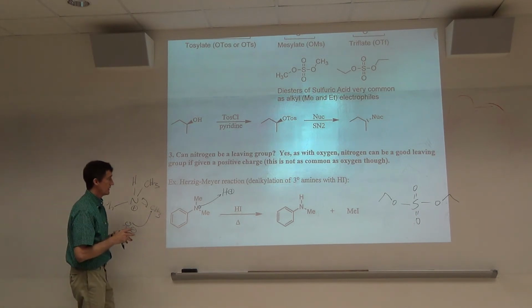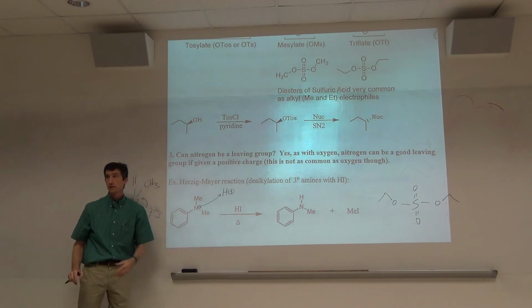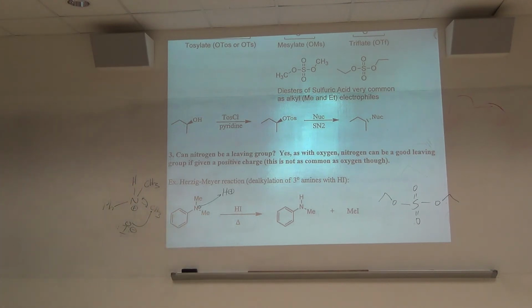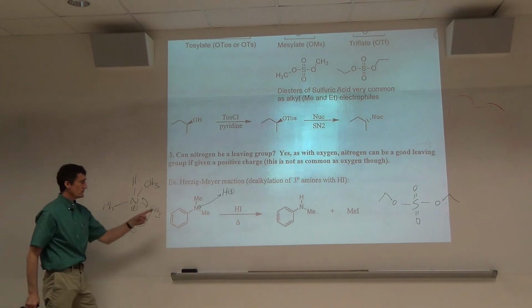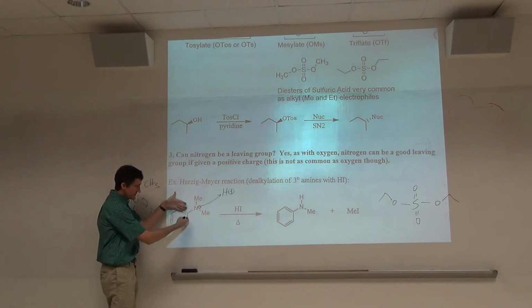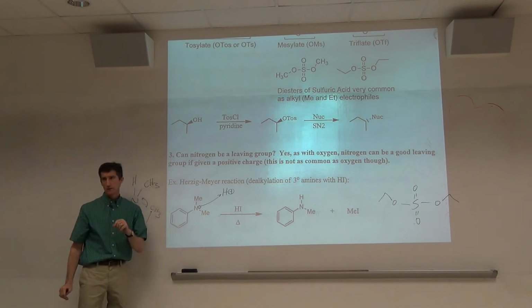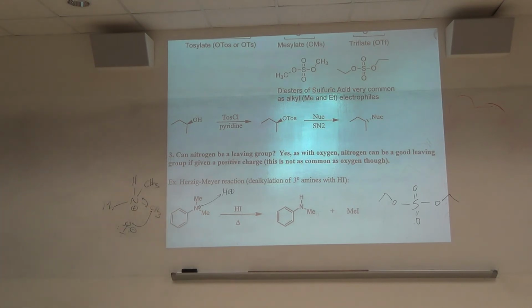Is it a really, really strong acid? HI is a very strong acid. It's one of your seven wonders of the world. That'll protonate it. That lone pair isn't in a p orbital, but there's not any heteroatoms here pulling on it, so it's slightly basic. Slightly basic.